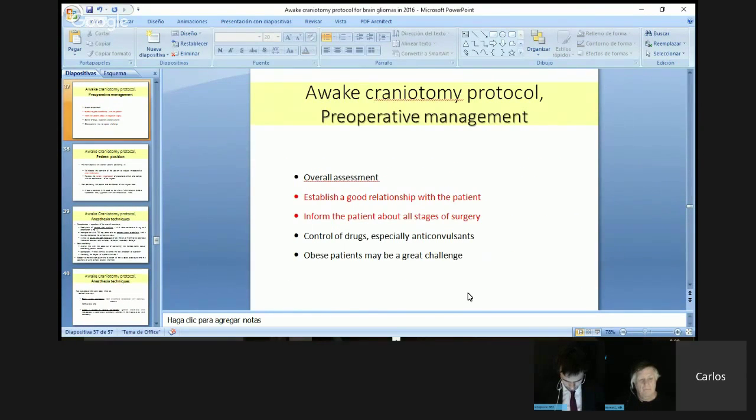So we need to have an overall assessment. We need to establish a good relationship with the patient, inform the patients about all stages of surgery, and control drugs, especially anticonvulsants. Patients may always be a great challenge for these kinds of surgery.